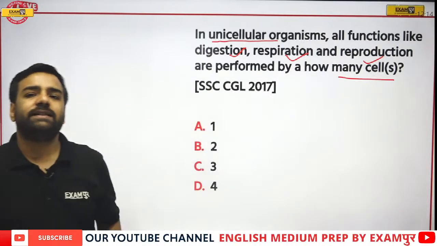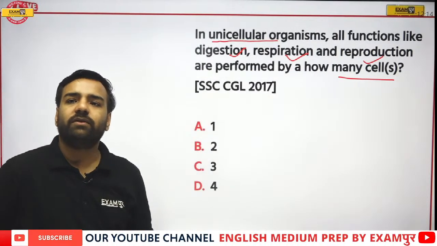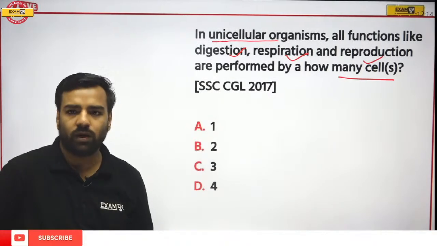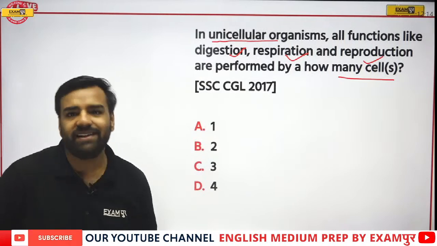Now, before answering this question, you can read this once more. So Asif is with A. Nikita is with A. 1. Cool. So it's very, very simple.